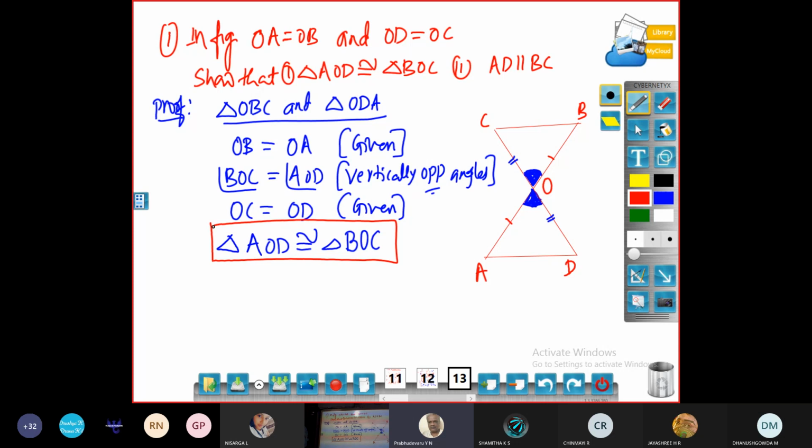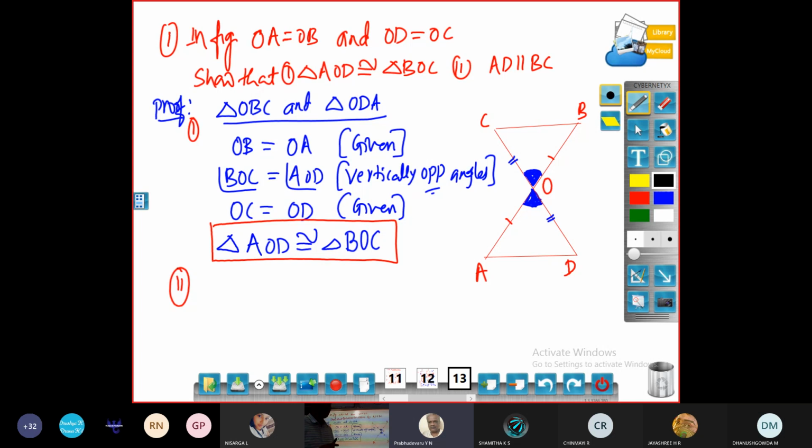Now I have to show that AD is parallel to BC. This is the second part. So how am I going to show that AD is parallel to BC? To show any two lines are parallel, we have to show the corresponding angles equal, or alternate angles equal, or interior angles are supplementary. These are the only three options.